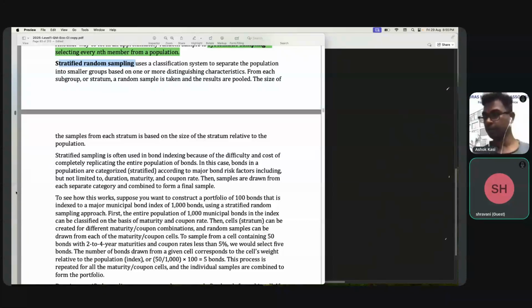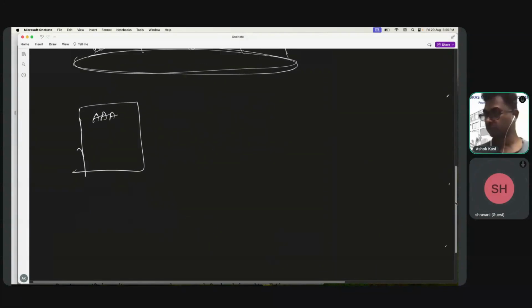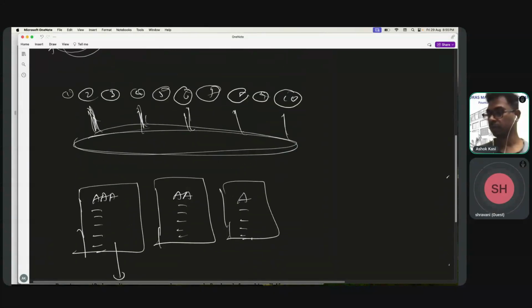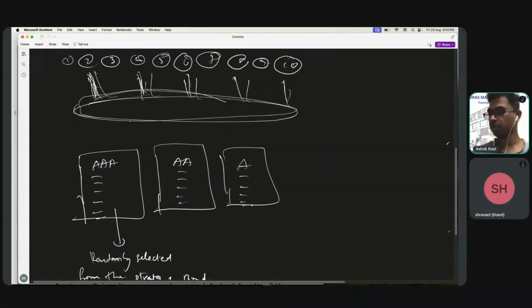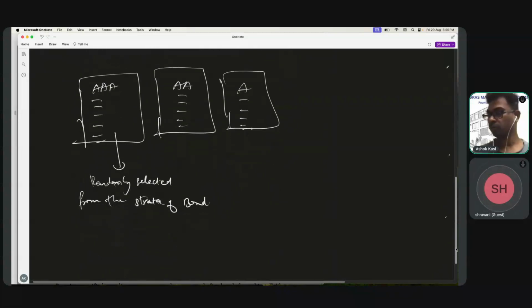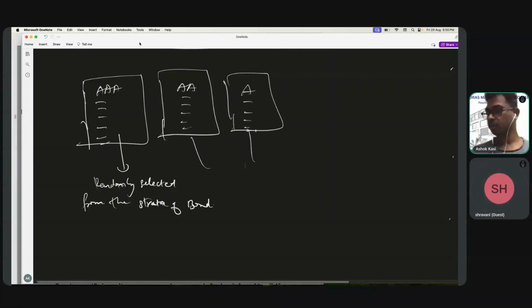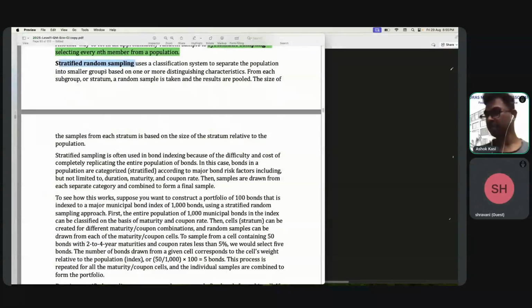So stratified random. Now there are different ways to create samples. First one we saw was random sample, or systematic sample. Systematically you have created a sample. Second one, you are creating strata. You are creating categories, categorizing. Strata means converting it into similar groups or same groups, and then you are shortlisting in same groups, and then you are randomly selecting. That is called stratified random sampling.